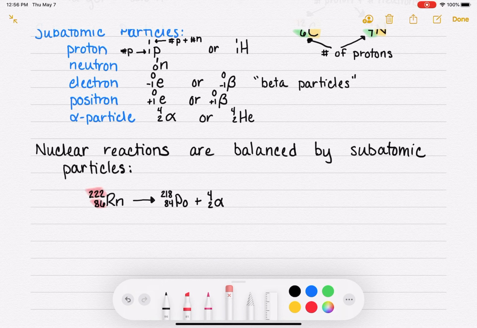And so when we're looking at these nuclear reactions, you can see clearly it's not balanced by atoms because we have totally different atoms on the left-hand side and the right-hand side. But what we're doing here is balancing it by particles. So in terms of protons, we have 86 protons on the left, and we have 84 plus 2 protons on the right. And then in terms of mass number, we have 222 on the left and 218 plus 4 on the right.